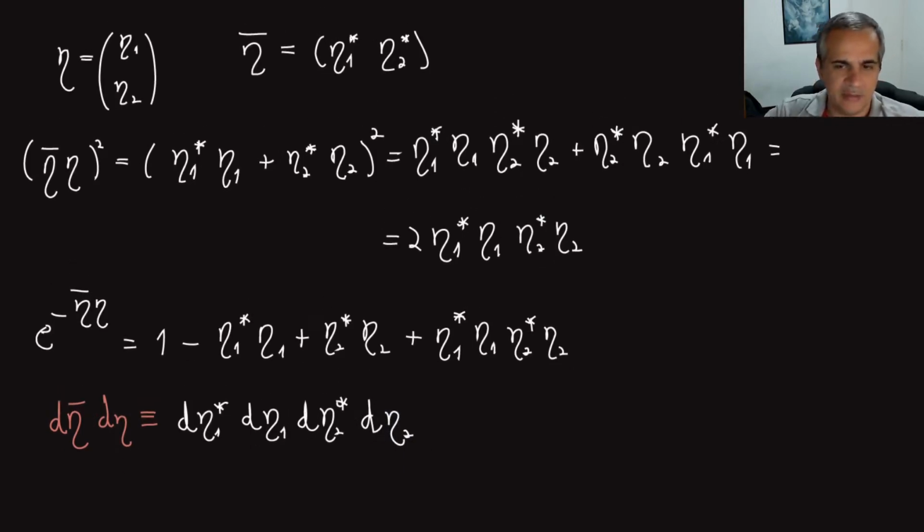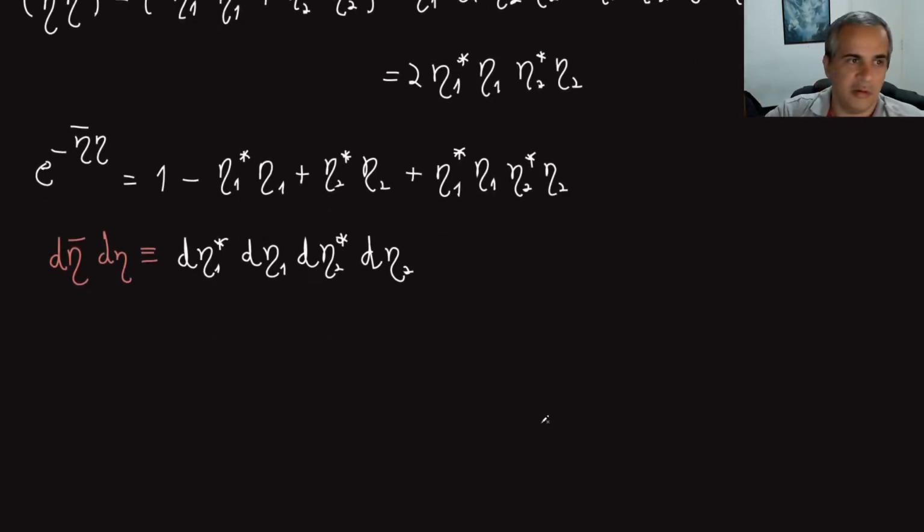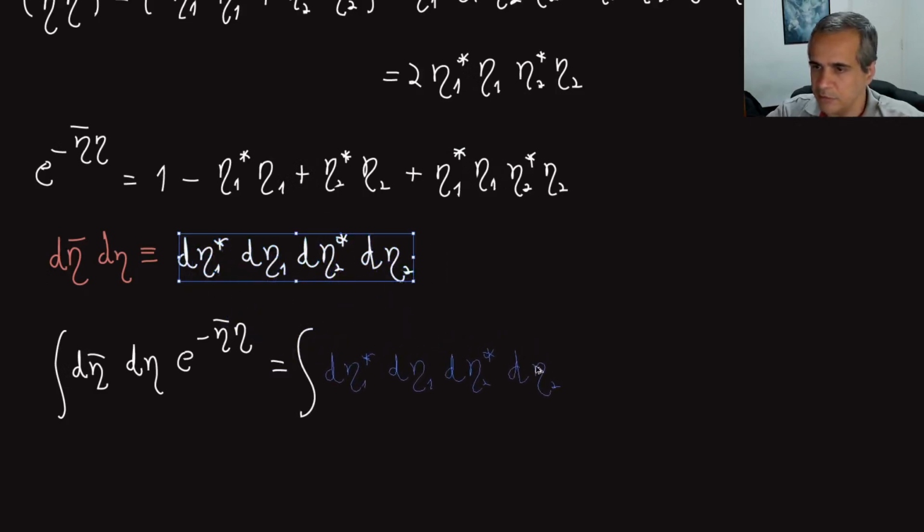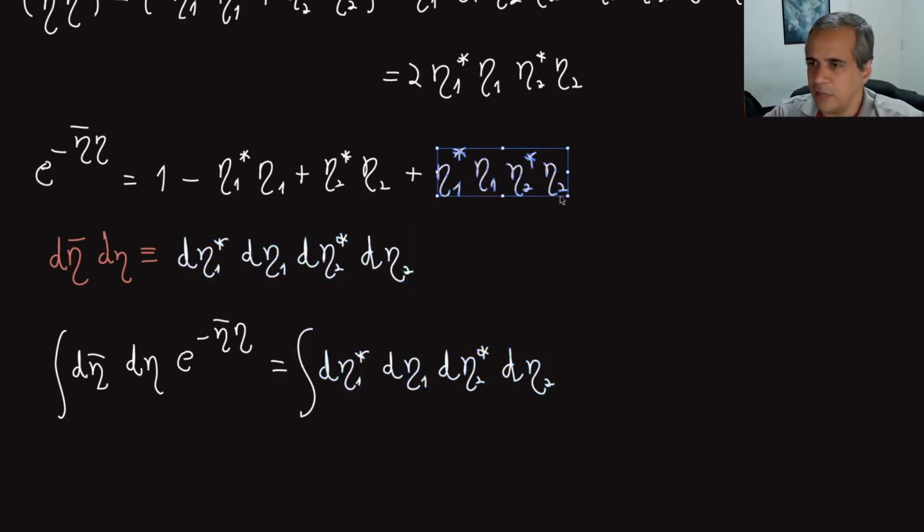And that implies now that the exponential, if I do the integral of the exponential, obviously the only term that contributes is this one. Otherwise, I leave one of these integrations free, and that's 0. Right? The only term that contributes to this integral, exponential of minus eta bar eta, is the term where I have all these integration measures and this guy.